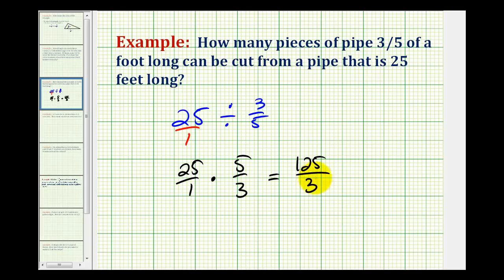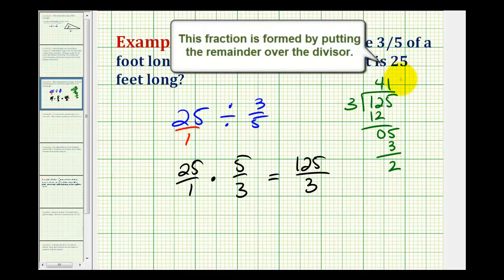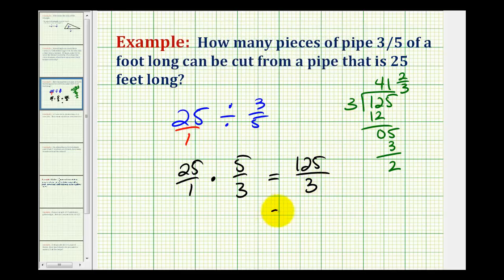Now we need to figure out how many pieces this represents. A fraction bar represents division, so now we'll take 125 and divide by 3. So there are 4 3's in 12. 4 times 3 is 12. We subtract, bring down the 5, and there's 1 3 in 5. We have a remainder of 2. So 125 divided by 3 is equal to 41 with a remainder of 2, or 41 2/3. So 125 thirds is equivalent to 41 2/3.